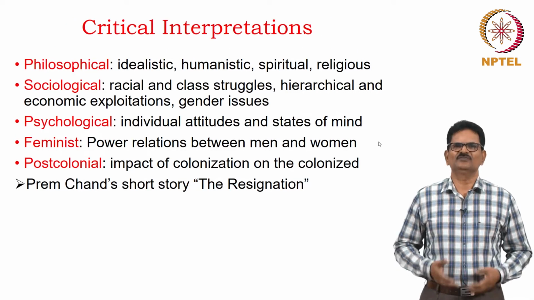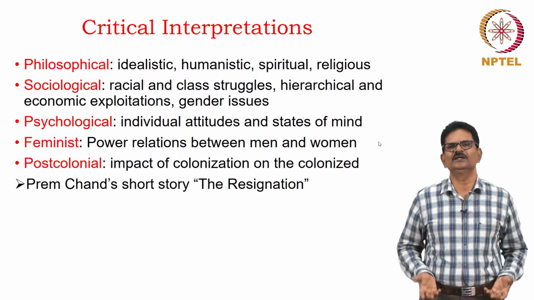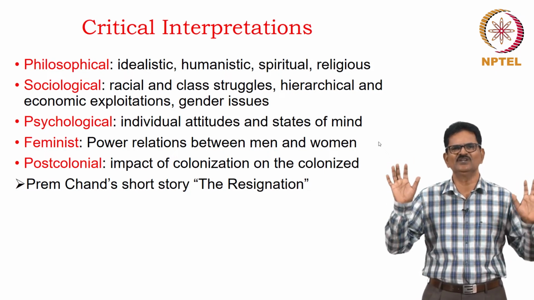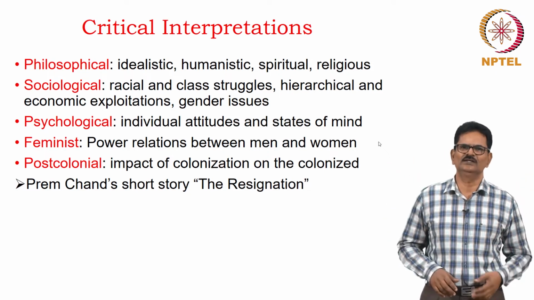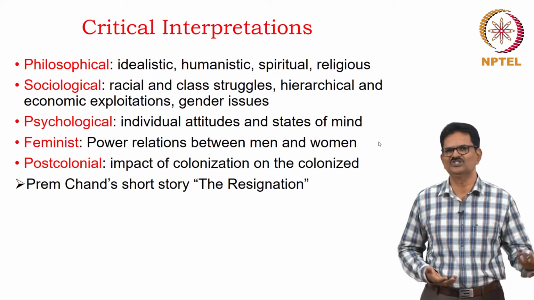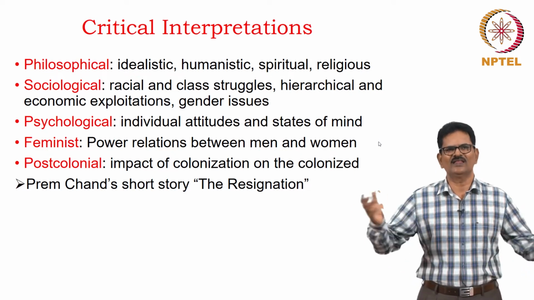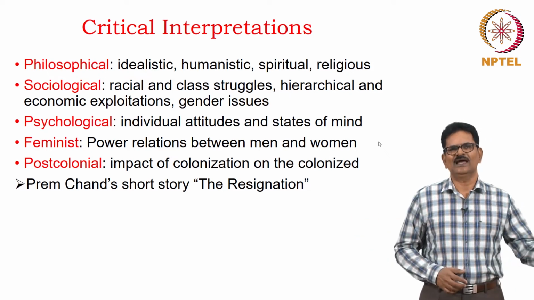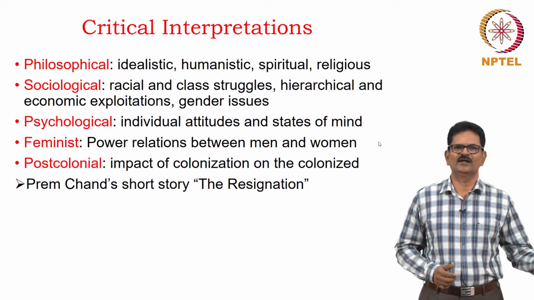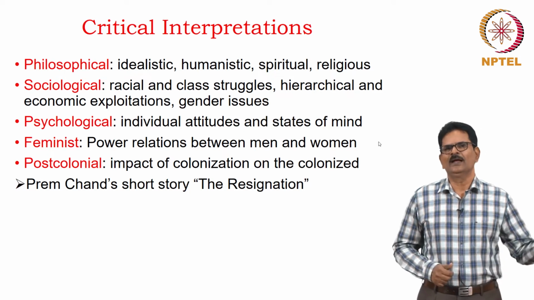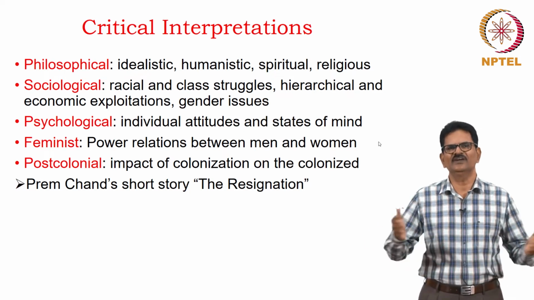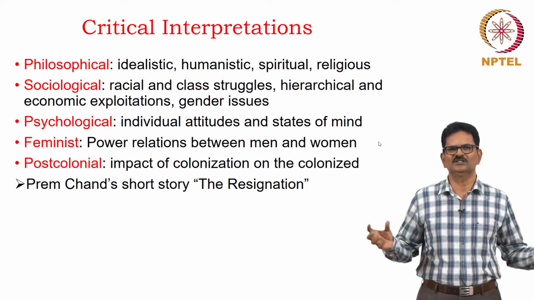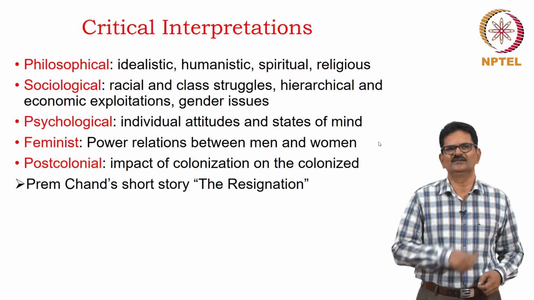This particular aspect of critical interpretations we are not using in our course. However, I have given this slide to understand that there are many ways in which we can approach literature philosophically, looking at idealism, humanism, spirituality, religion and all other aspects. We can also look at a literary text from sociological points of view like race, class, struggles, hierarchy and economic exploitation, and also gender issues. These are very common today, and wherever possible we will touch upon them, but we may not adopt a specific critical approach to any literary piece.